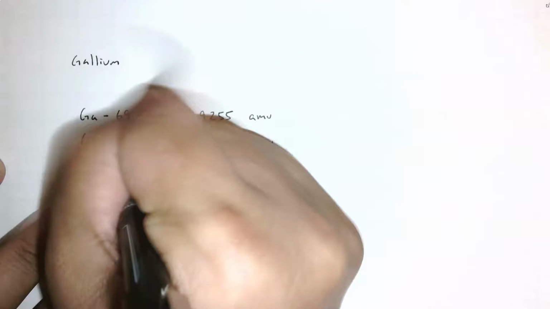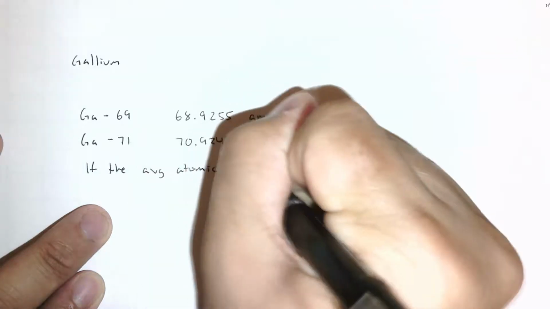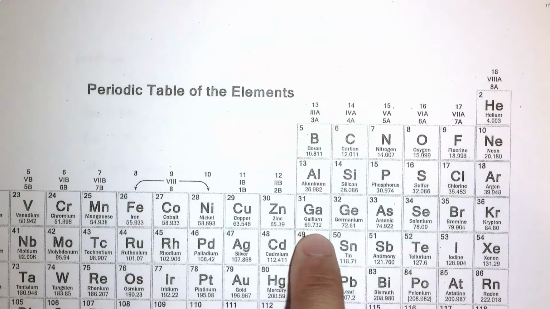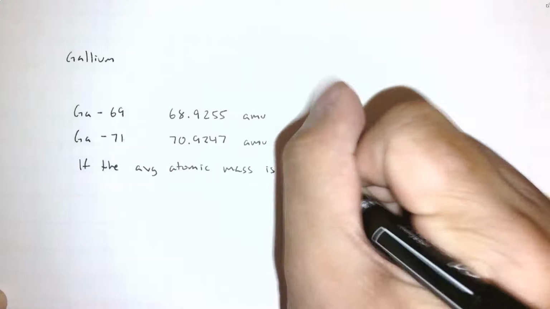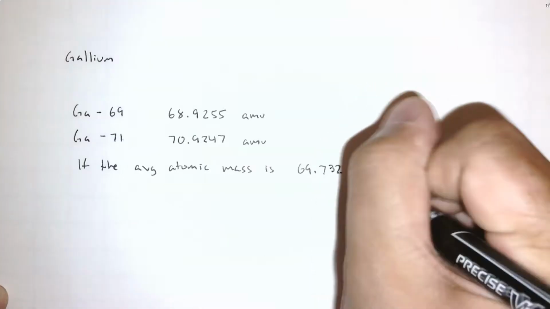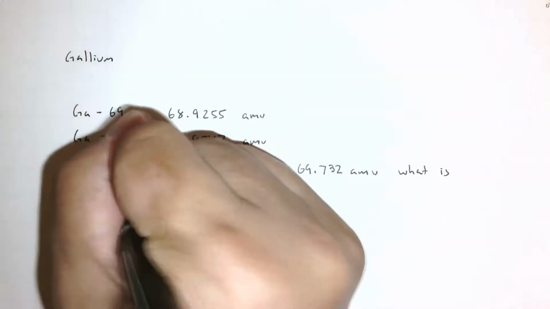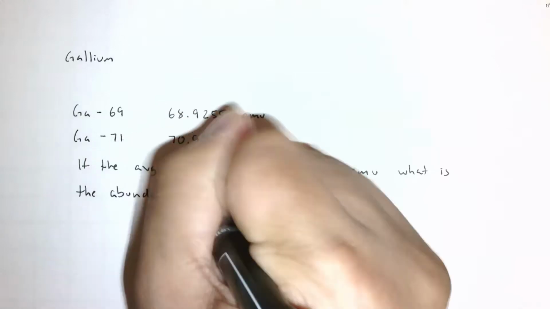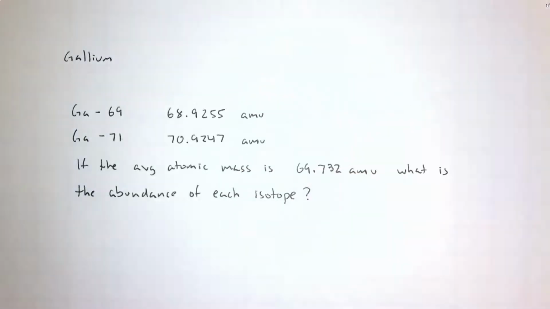If the average, do you see how we're going to work backwards now? If the average atomic mass is, let's use this, 69.732. So my average atomic mass is known, 69.732 AMU. What is the abundance of each isotope? So I want the abundance of each isotope.